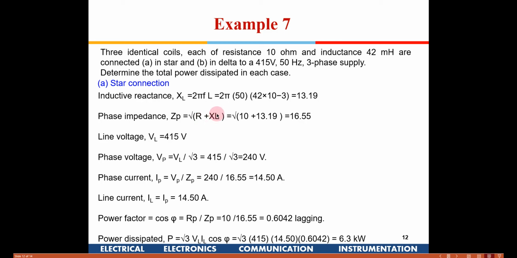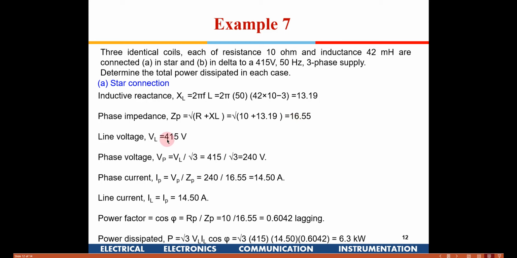Then the phase impedance will be the square root of R square plus XL square. That was missing here, so I'll make the amendment accordingly. So 13.9 square plus 10 square, under root, you will get 16.55.